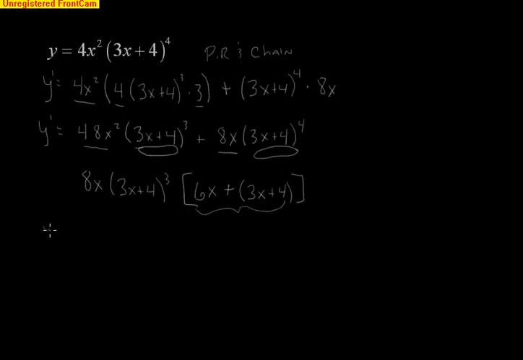So our final simplified derivative is going to be 8x times a quantity of 3x plus 4 cubed times 6x and 3x is going to give us 9x plus 4 right here. And there's our simplified derivative. So now we're going to look at another example. Okay, and this one is going to involve the quotient rule and chain rule.